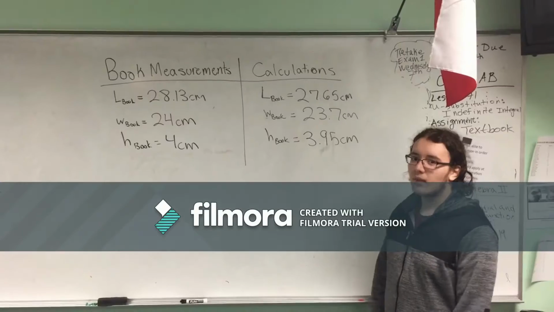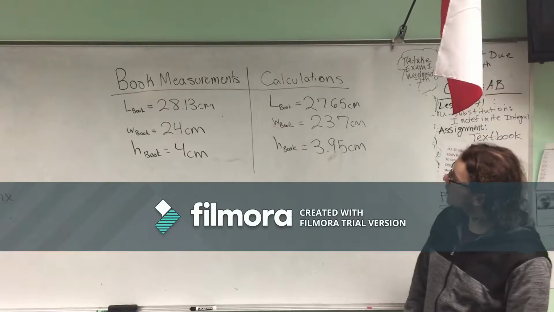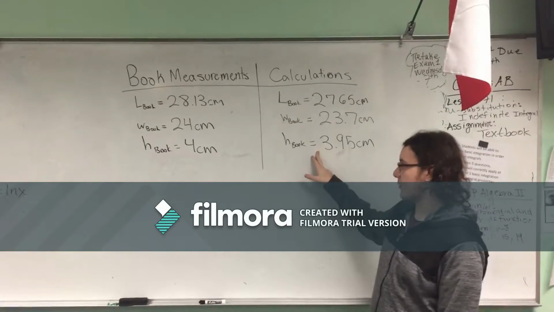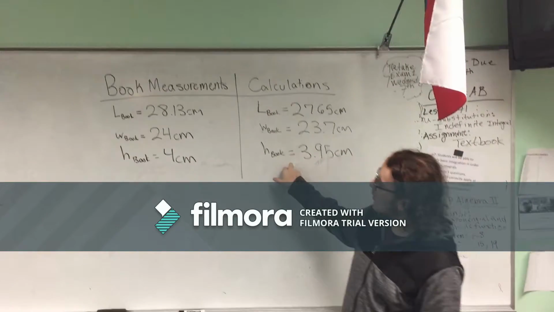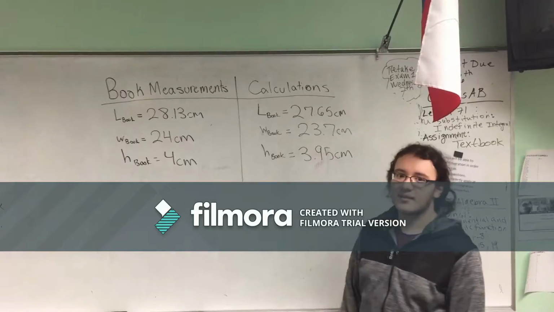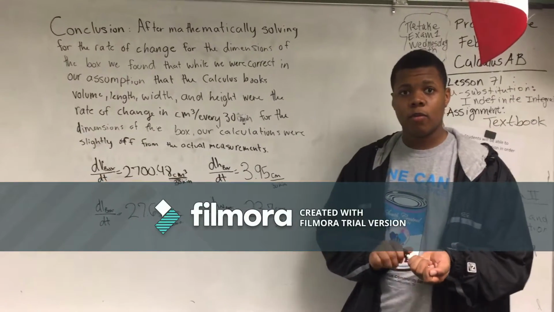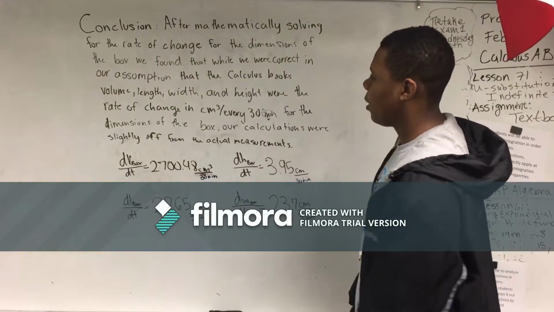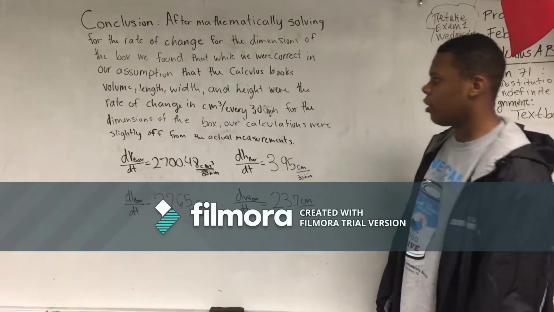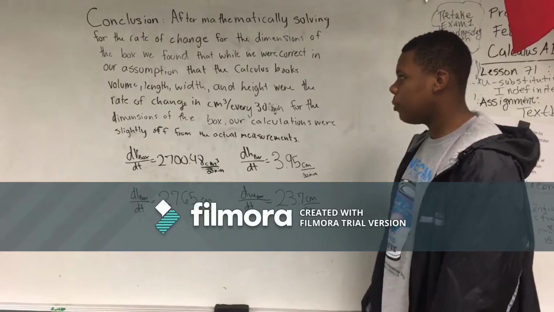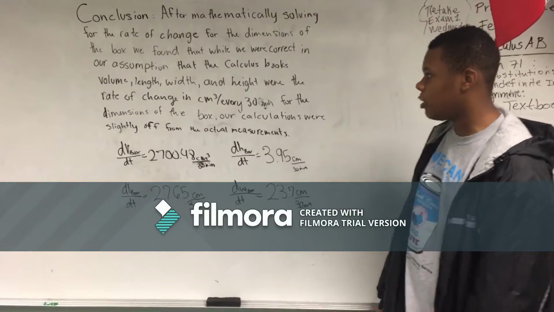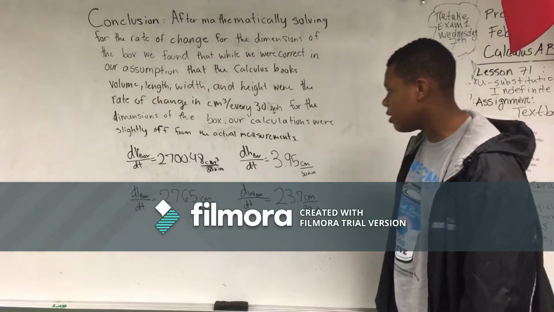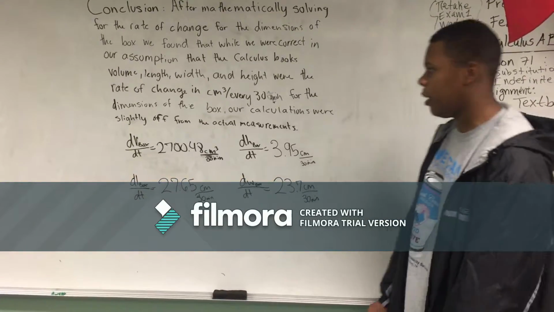And that's it. After we measured the dimensions of the book, we found that the calculations we made for the dimensions of the book were actually slightly off from the actual book measurements. After mathematically solving for the rate of change for the dimensions of the box, we found that while we were correct in our assumption that the calculus book's volume, length, width, and height were the rate of change in centimeters every 30 minutes for the dimensions of the box, our calculations were slightly off from the actual measurements.